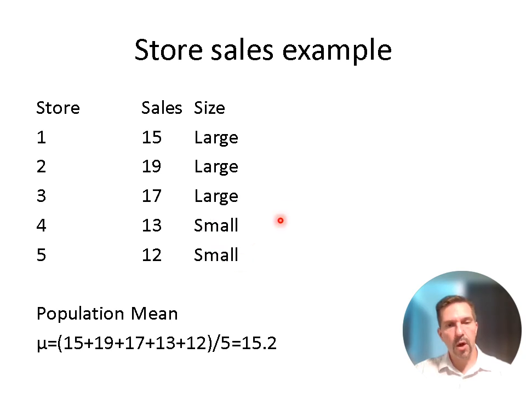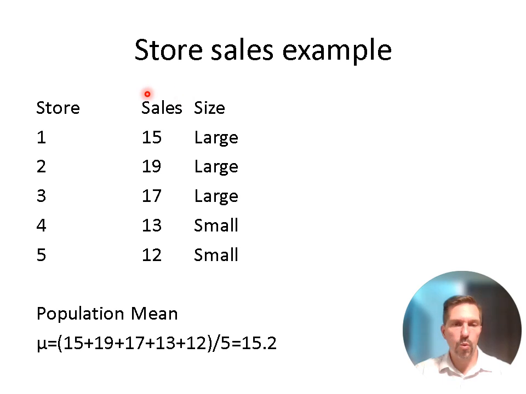Then the second thing is we have measured the size of the stores in square footage, and we have split them between large stores, which are stores that have more than 10,000 square feet in our case, and small, which are the ones that are under 10,000 square feet. Okay, so you can see that store 1 is large, but store 5 is small. Okay, I think everybody understands.